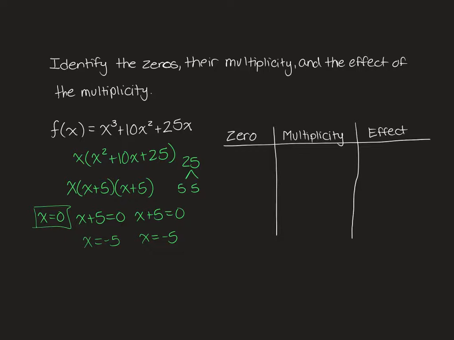So the first 0 is 0. It's a multiplicity of 1, which means it only happens once. And since it's an odd multiplicity, it will cross the graph. Our next 0 is at negative 5. It has a multiplicity of 2 because it happens twice. It's an even multiplicity, so it will bounce on the graph.